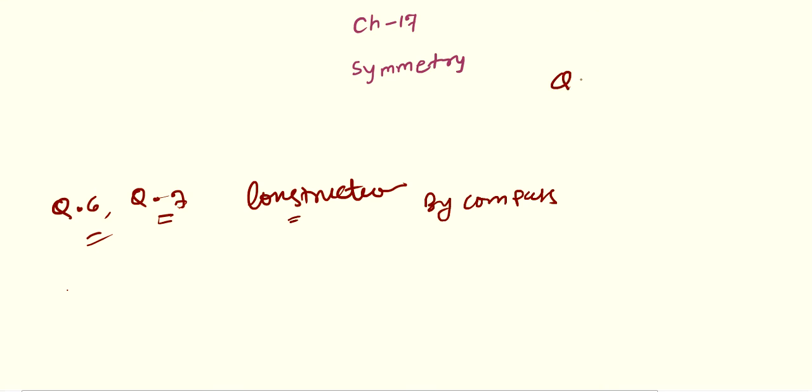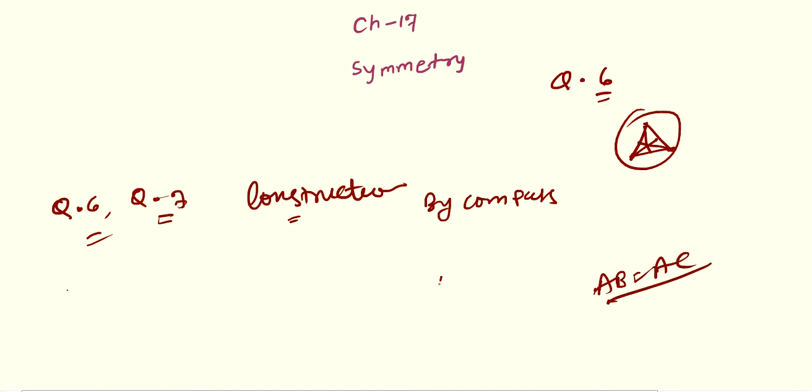So question number 6 is equilateral triangle, and as you know equilateral triangle all sides are equal, so 3 lines of symmetry will be there. Then in question number 7, 2 sides are equal, AB and AC, so isosceles triangle, and isosceles triangle only 1 line of symmetry. Okay, so you can solve exercise 17a.